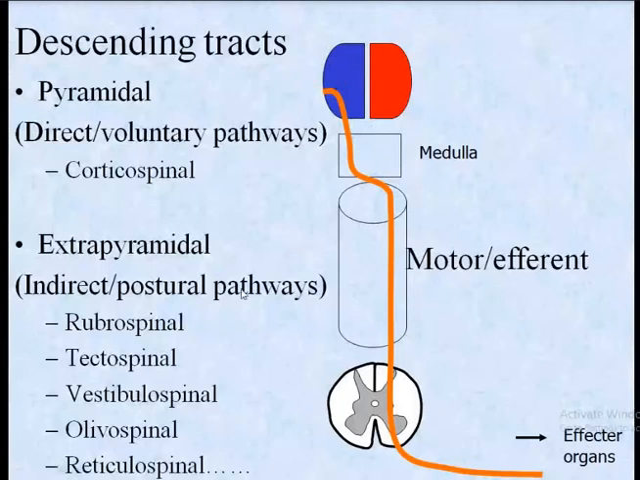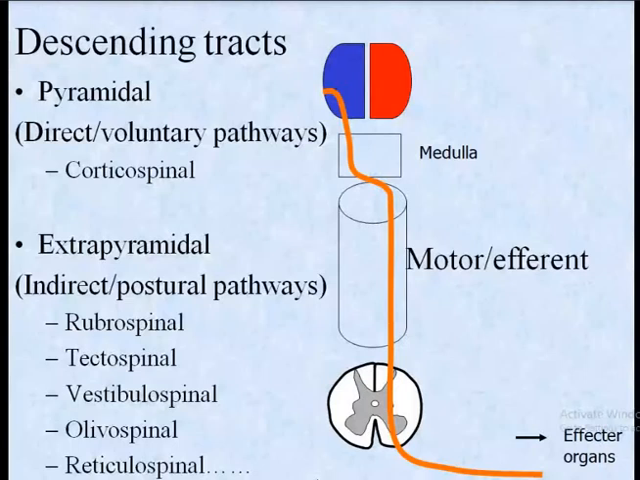Okay, so within the pyramidal pathway, we have only one pathway, that is the corticospinal tract. The extrapyramidal has a number of pathways: rubrospinal, tectospinal, vestibulospinal, olivospinal, reticulospinal, and even more pathways are being discovered recently, or let's say are on the way to discovery.